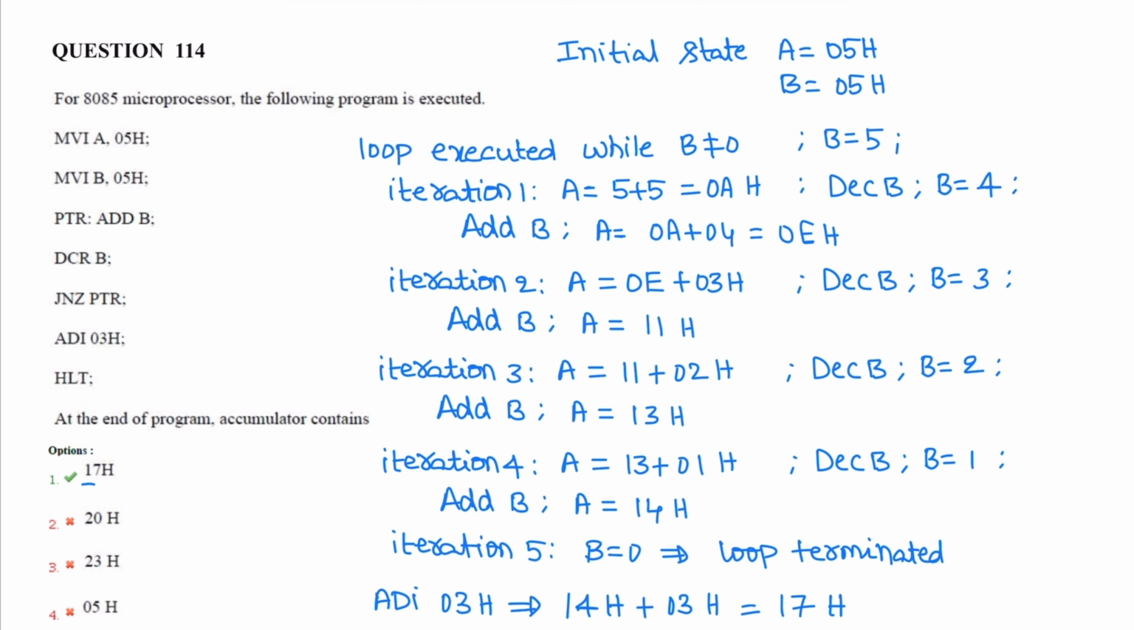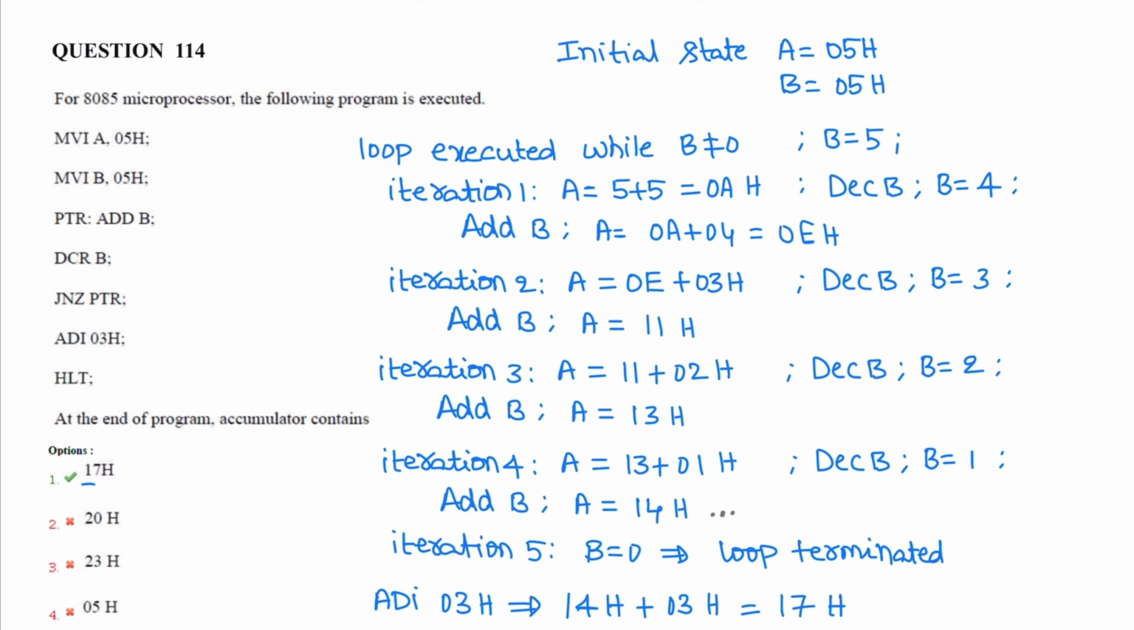5 plus 5 is 10, which is 0A in hexadecimal. Next is decrement B. Initially B is 5, now it is decremented to 4. Again add B. Previously the accumulator content is 0A. Add 4, that is 0E. For the second iteration, decrement B. 0E plus 3 is 11 hexadecimal. Again decrement B, add 2. 11 plus 2 is 13. Decrement B, B value is 1. Add 13 plus 1, that is 14 hexadecimal.